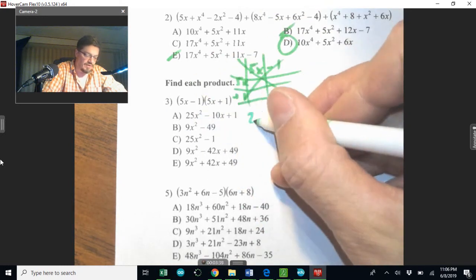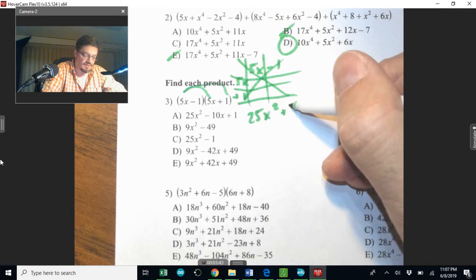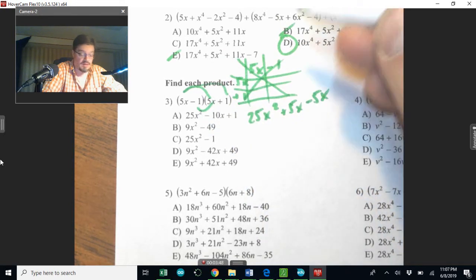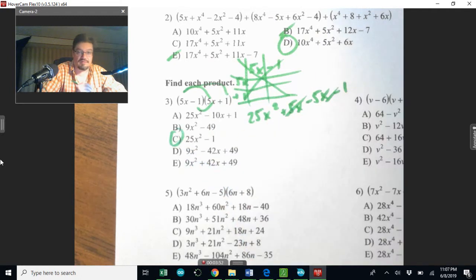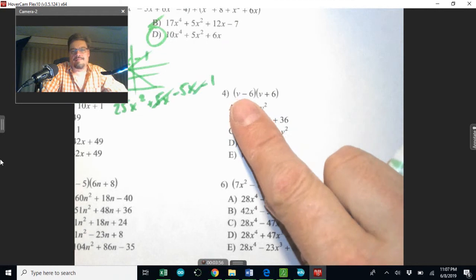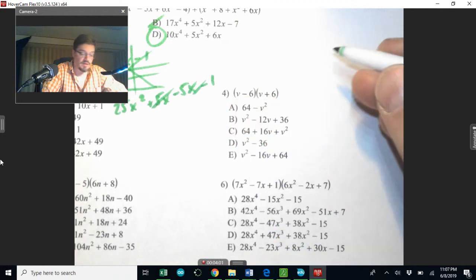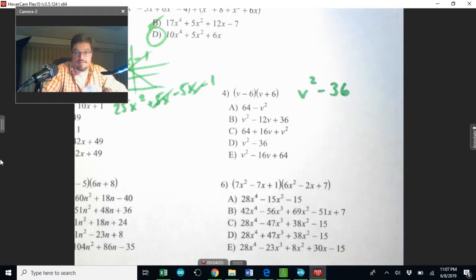So I will go 25x squared. That's that one. Then this guy is plus 5x. This guy would be minus 5x, so they canceled out. And then that would be a minus 1. So my final answer is C. Here, same thing, they're identical, except subtraction, addition. So I can quickly see the middle terms are going to cancel out. So I'm going to get a v squared minus 36.